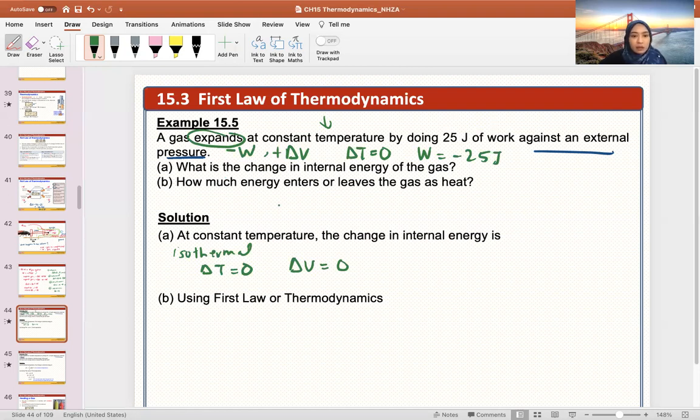So A is done. Part B: how much energy enters or leaves the gas as heat? Using the first law of thermodynamics, we know that the equation is delta U equals Q plus W. And we know that delta U is equal to 0 from part A and from the constant temperature. So I don't know what Q is, but I know what my W is. It's minus 25 joules. So I can solve for Q. So Q is just 25 joules. Okay.